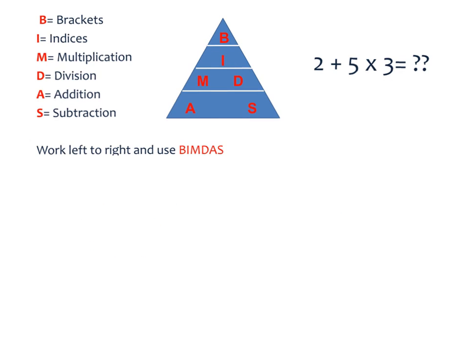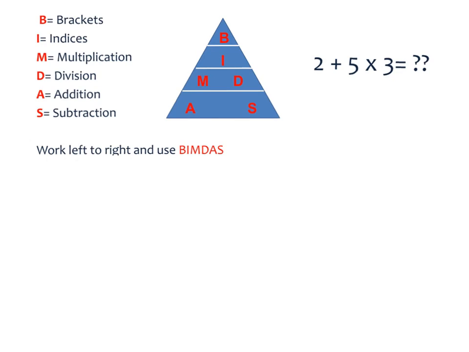So the convention that we have in mathematics to ensure that everybody answers those style of questions correctly is to have a list that we call the order of operations. And what that means is it tells us which operations we should do first. And the way that we remember which one to do first is this lovely word called BIMDAS.